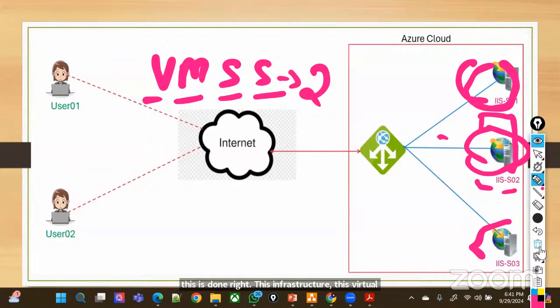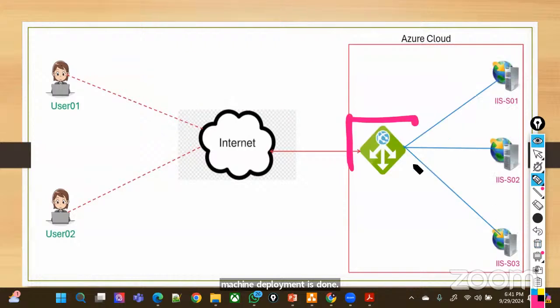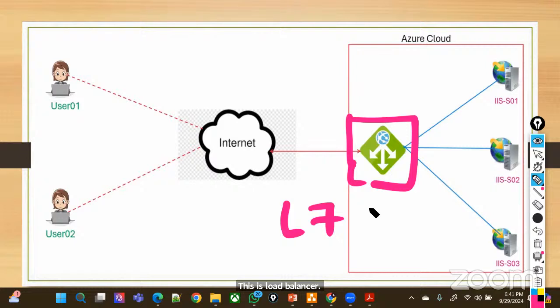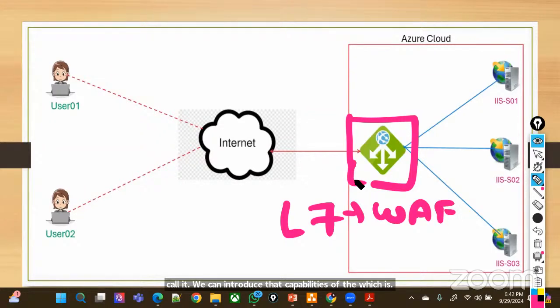I'm going to deploy this load balancer. It's my L7 layer load balancer. The L7 load balancer, we call it a WAF also. We can introduce the capabilities of the WAF, which is web application firewall. I can do my path-based routing here. What does it mean? Let's say I have this xyz.com, right? This xyz.com is my application.